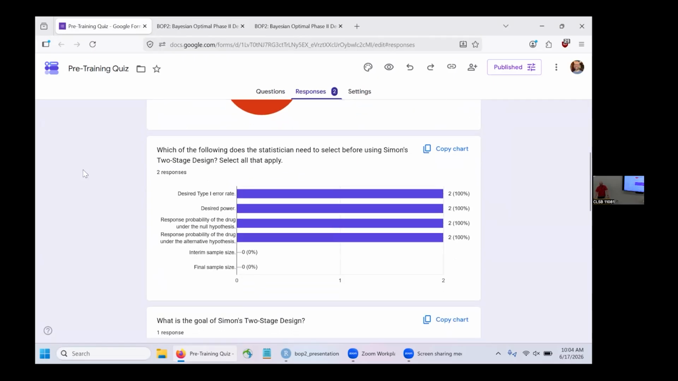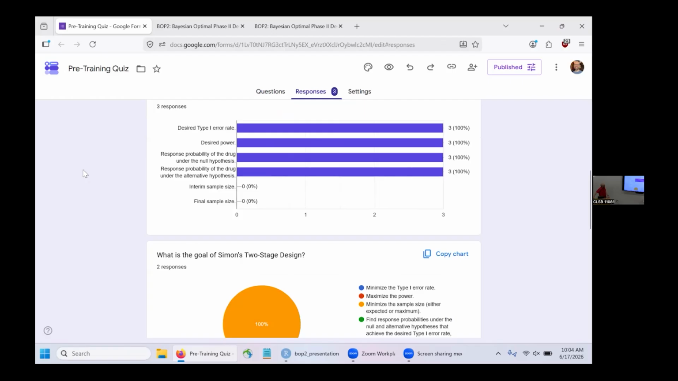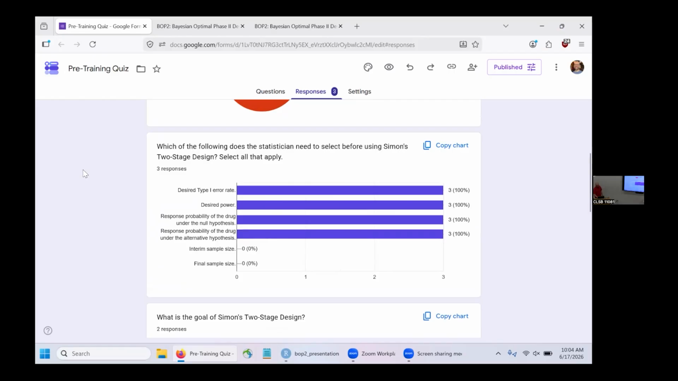Which of the following does the statistician need to select before using Simon's two-stage design? Select all that apply. The desired type 1 error rate, desired power, response probability of the drug under the null hypothesis, and response probability of the drug under the alternative hypothesis. That is great. That is correct. So with Simon's two-stage design, what it's going to give us is the interim sample size and the final sample size. So we don't provide that.